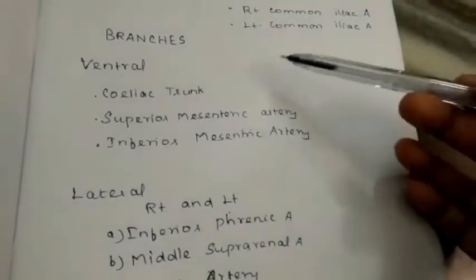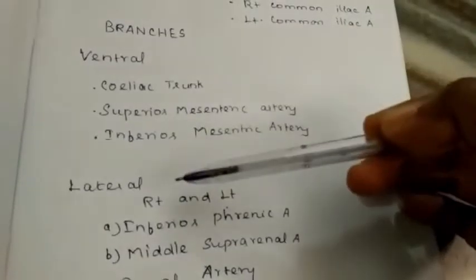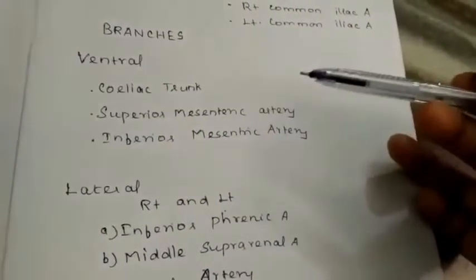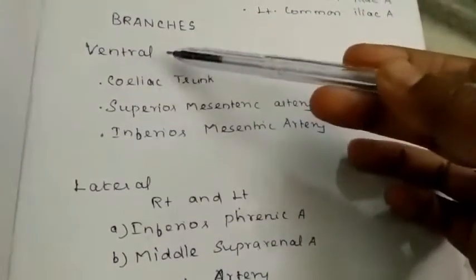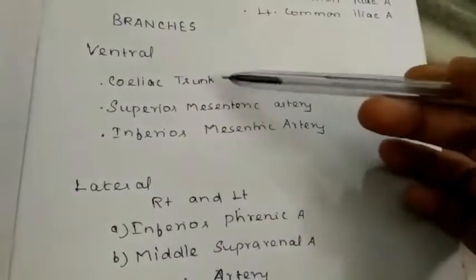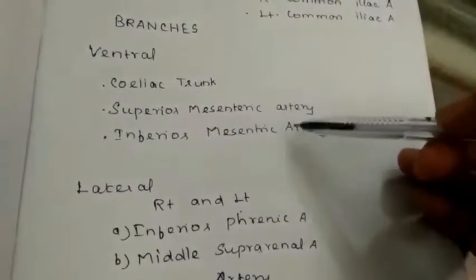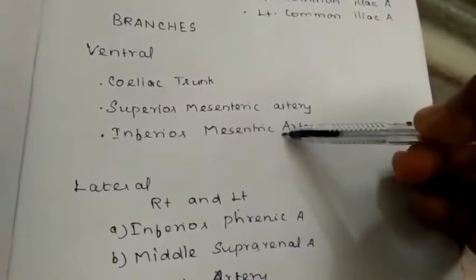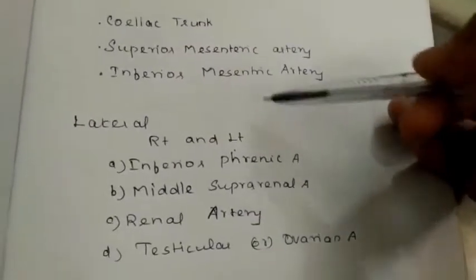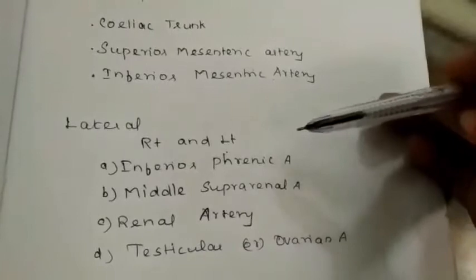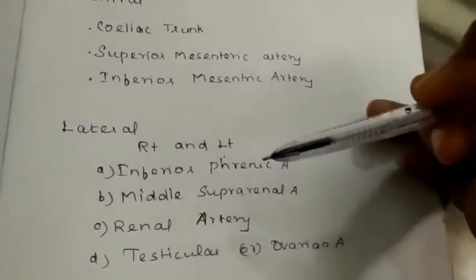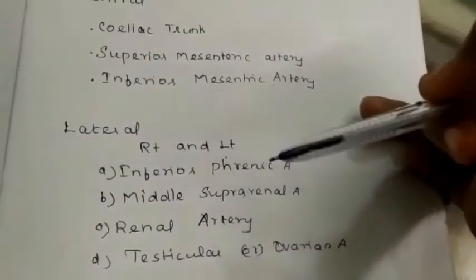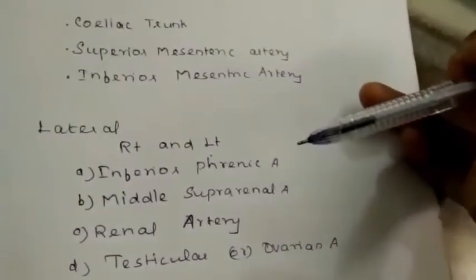Next we shall see about the branches of the abdominal aorta. There are ventral branches, lateral branches, dorsal branches and terminal branches. First let's see about the ventral branches. The ventral branches are the celiac trunk, superior mesenteric artery and inferior mesenteric artery. The lateral branches are the right and left inferior phrenic artery, right and left middle suprarenal artery, right and left renal artery and right and left testicular or ovarian artery, that is gonadal arteries.